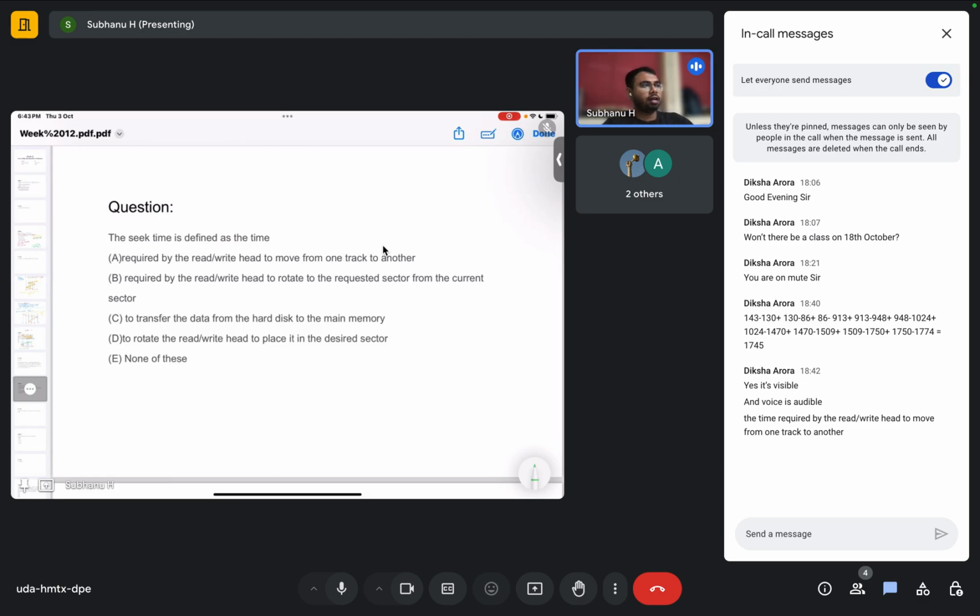So the correct answer is: seek time is defined as the time required by the read write head to move from one track to another. Yeah, you're right. So this is the correct answer. Okay, great.